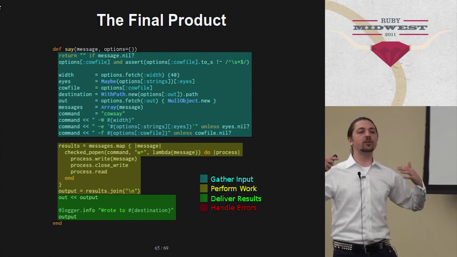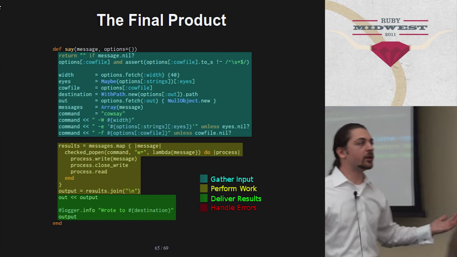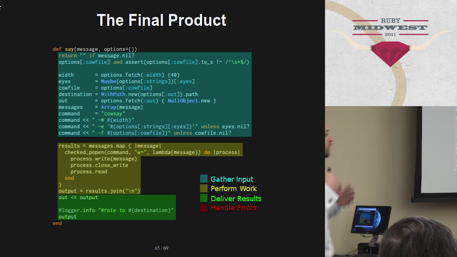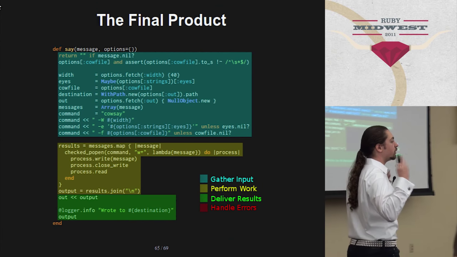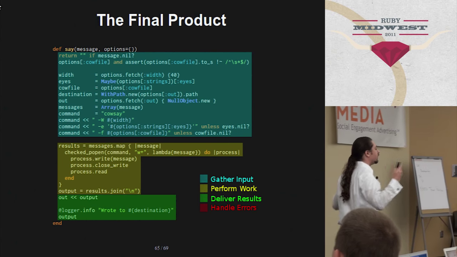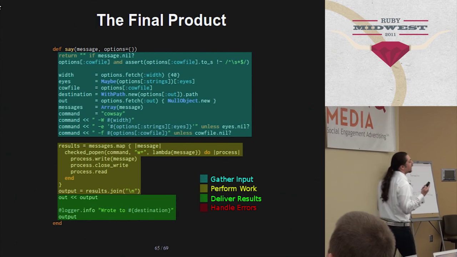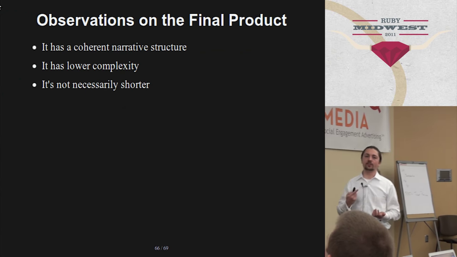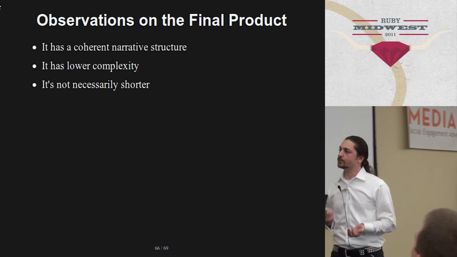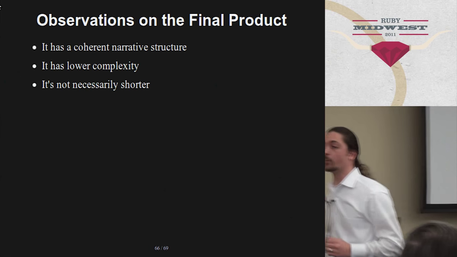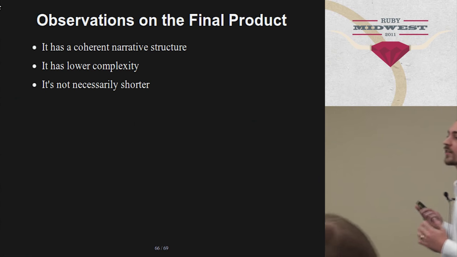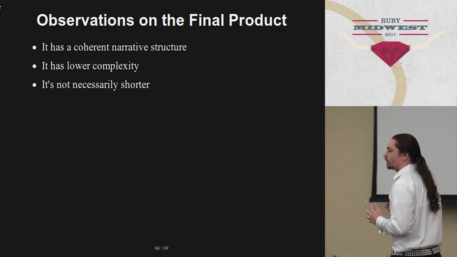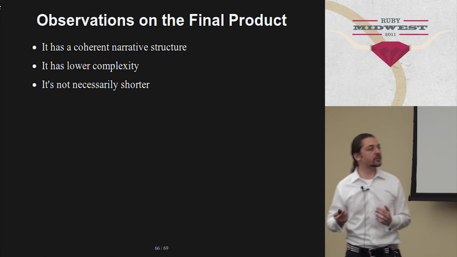So when we apply all of these refactorings, we come up with something that looks like this. We've got those parts of a method. First we're gathering input, we've got doing the work, and then we've got returning results, and they're in that order. And all of the error handling has been factored out to other methods. So what can we say about this final product? Well, it does have that coherent narrative structure that I'm talking about. It has lower complexity, and I'm using this in the specific computer science meaning of it has fewer paths. It is not necessarily shorter.